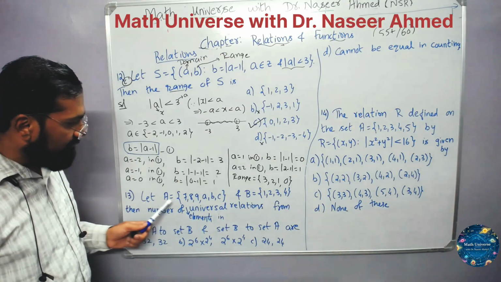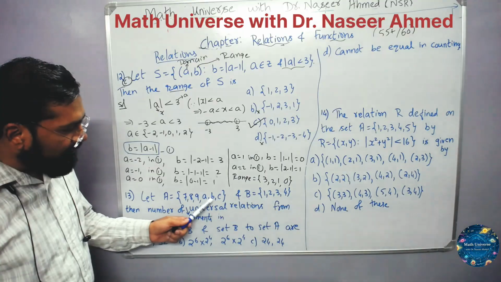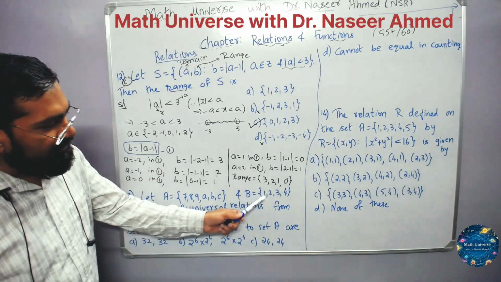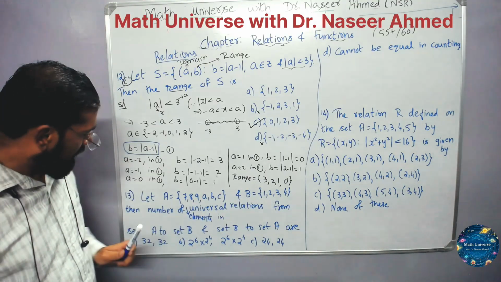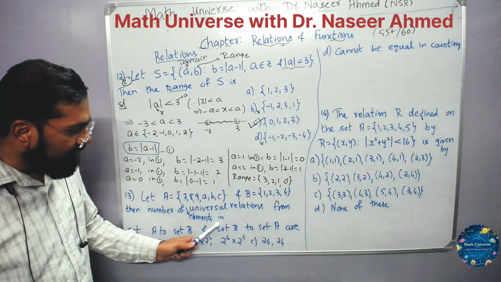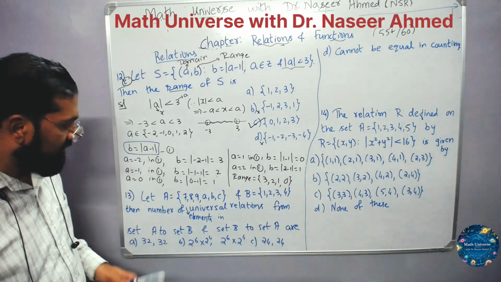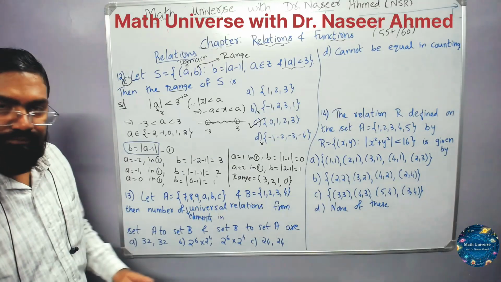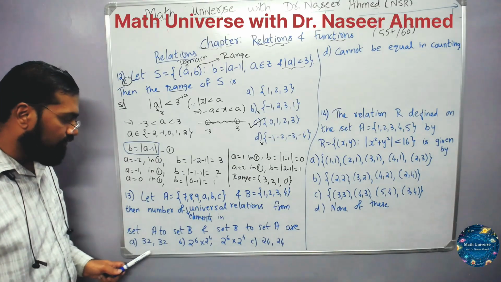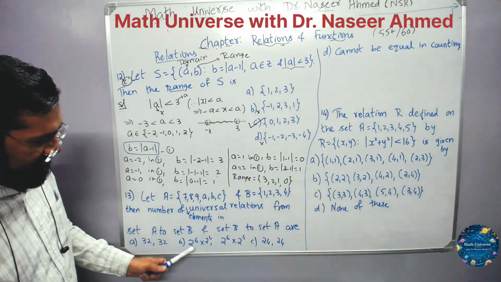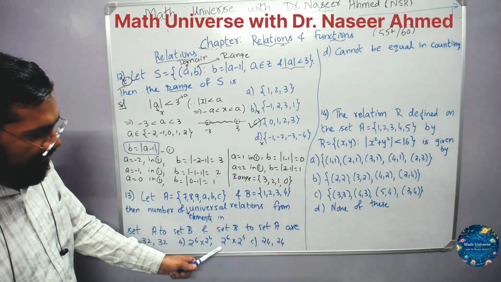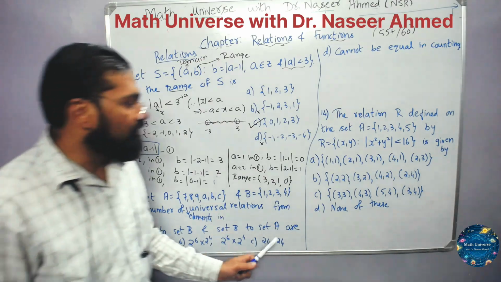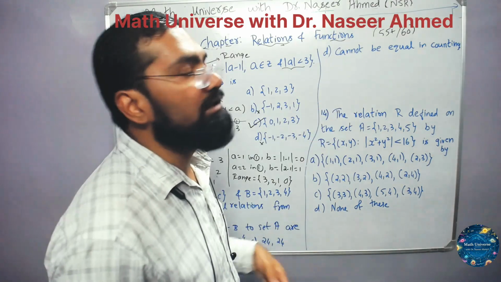Number 13. Let A be equal to 7, 8, 9, a, b, c, and B be the set containing the elements 1, 2, 3, 4. Then the number of elements in the universal relations from the set A to B and from the set B to A are: option A 32, 32; option B 2 power 6 into 2 power 4 and 2 power 6 into 2 power 4; option C 24, 24. They cannot be unequal in counting.